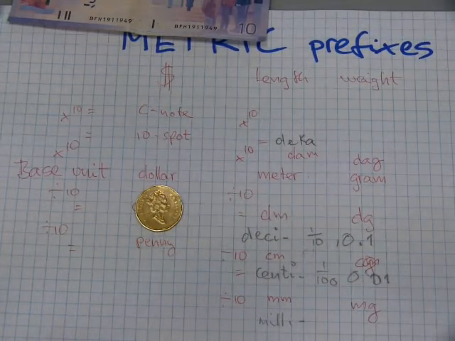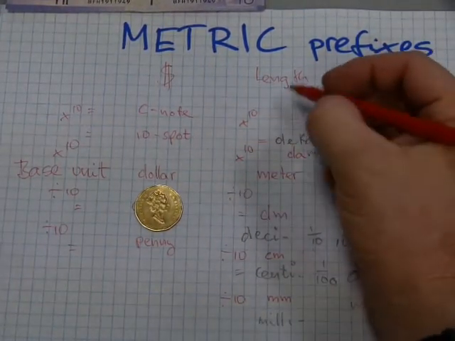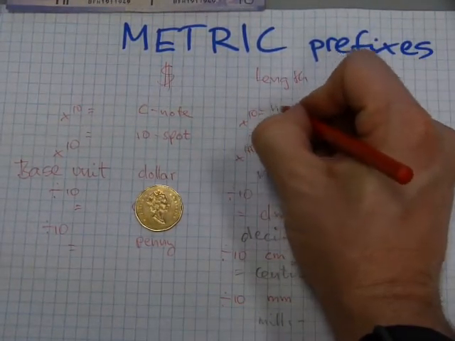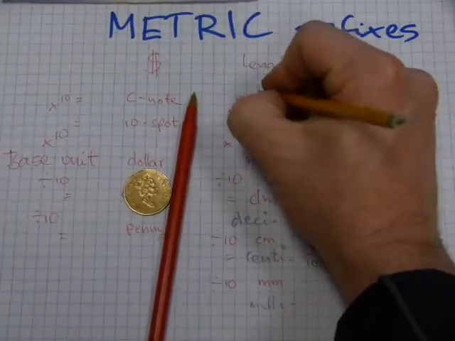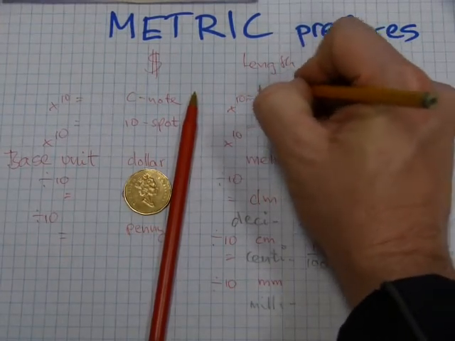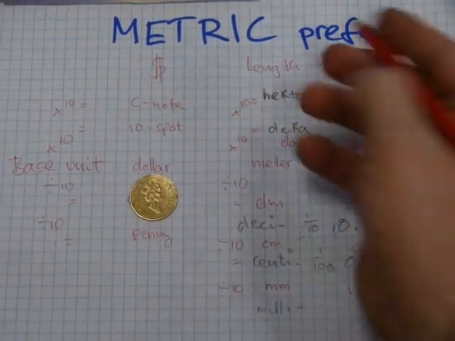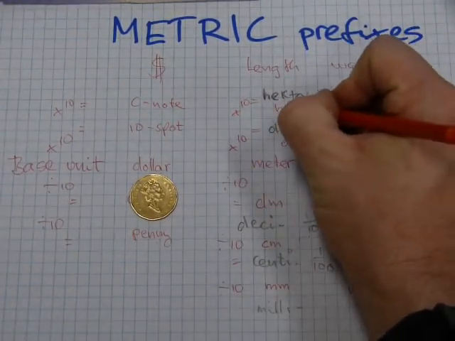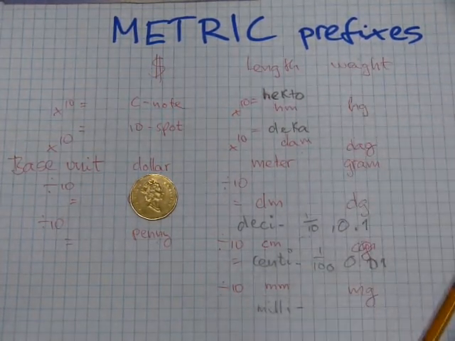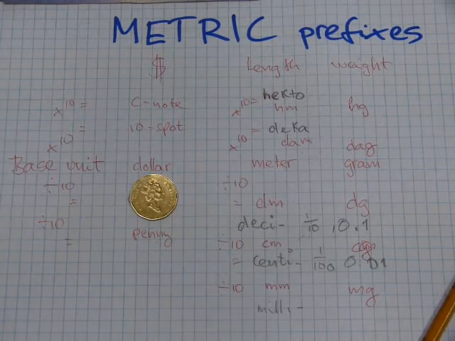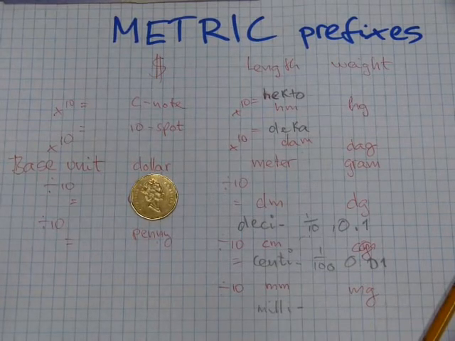Another multiple of the base unit is hecto. You can spell it with a C as well, but I like it with a K. Hectometer or a hectogram. Hectogram is not used very much, but a hectoliter is, and it's used in measuring capacity of kegs in metric countries.